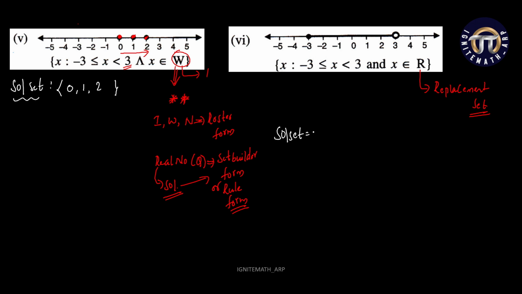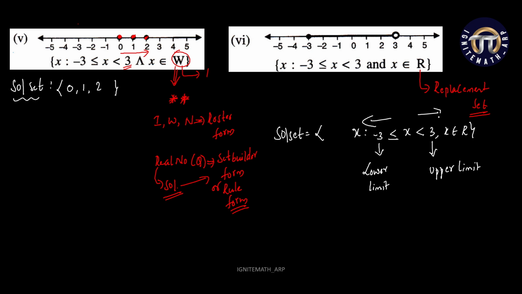Solution set is x, such that x is greater than or equal to -3 and smaller than 3, and x belongs to the set of real numbers. Clear? So this is your lower limit and this is your upper limit. Clear? I suggest you write all the smaller values on the left side and all the larger values on the right side.